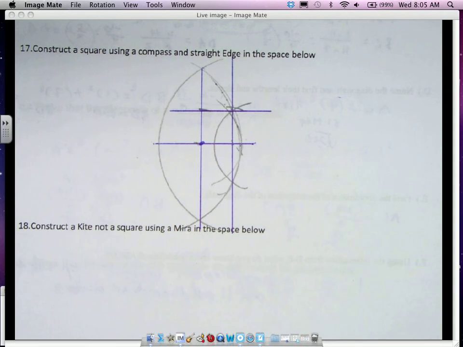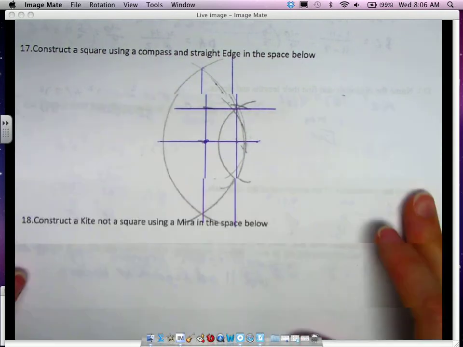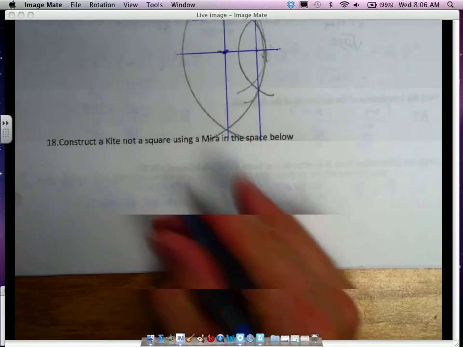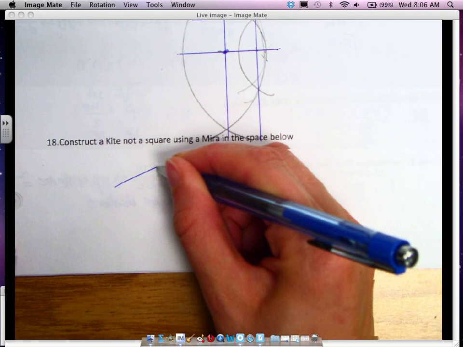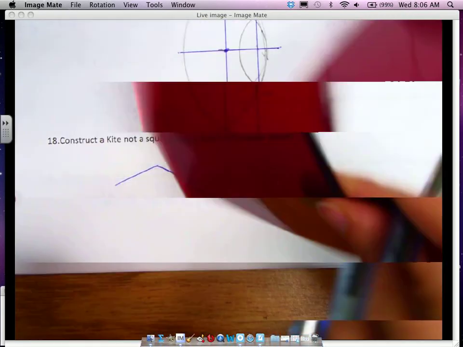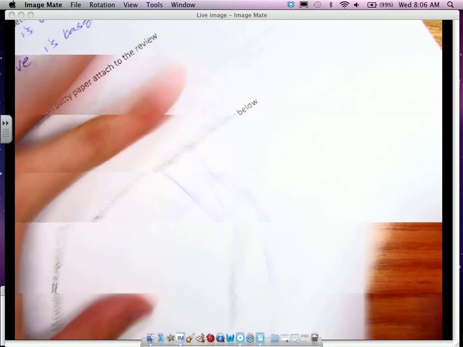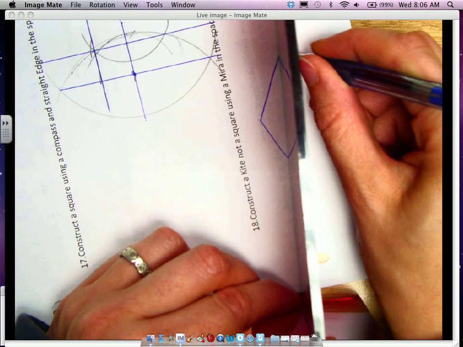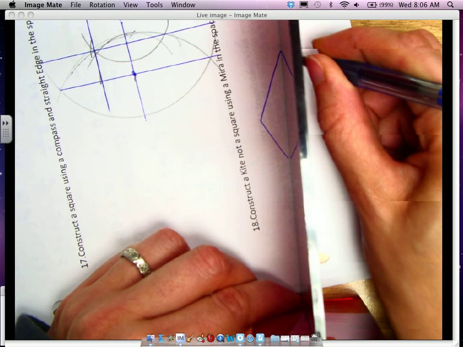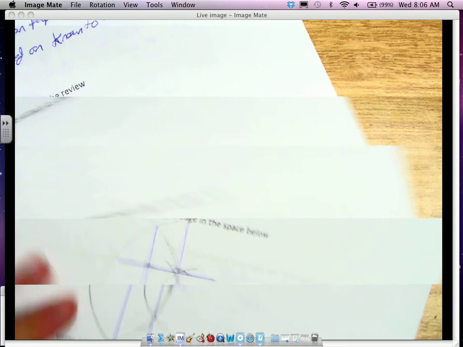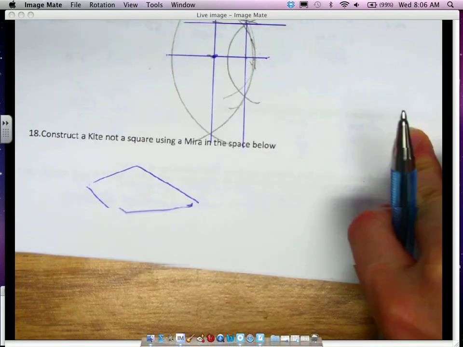Next, I'm going to use the mirror to draw a kite. So I've got to make an obtuse angle. And then I'm simply going to put my mirror over it so that when I look through, I can see the angle, and then I just trace it. And I've got my kite. That's it. Okay.